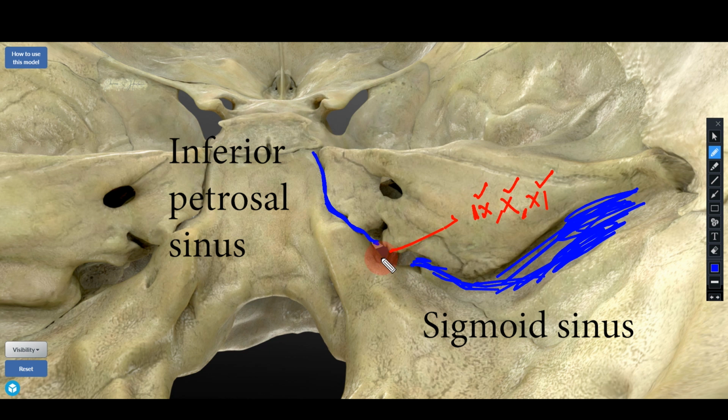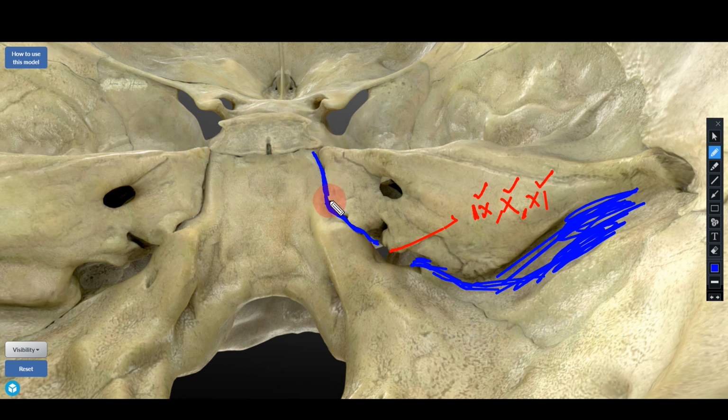So you can see two communications. One is the inferior petrosal sinus and next is the sigmoid sinus, along with the 9, 10 and 11 cranial nerves. Very, very important. These are running through the jugular foramen.